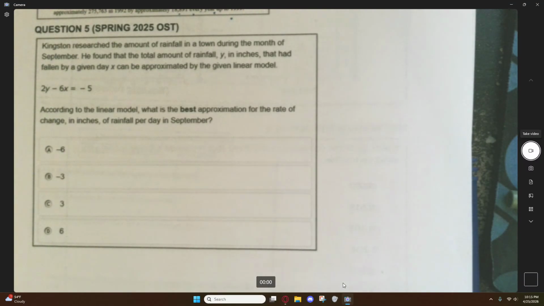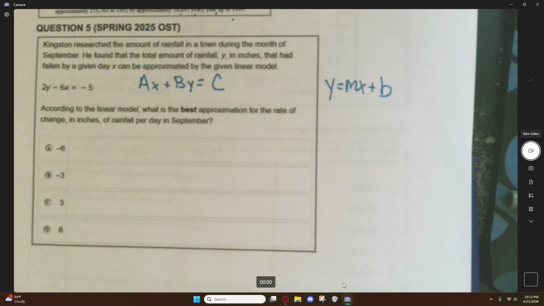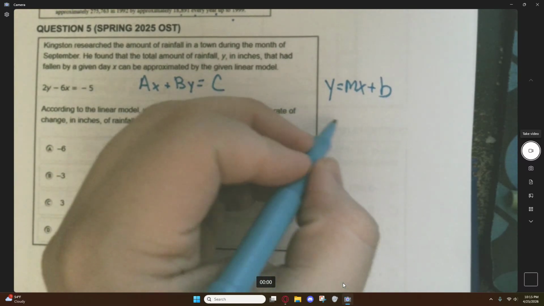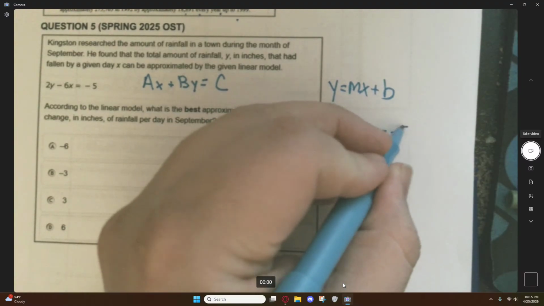So this equation is in what's called standard form. Standard form is AX plus BY equals C. Granted, this would be more of BY minus AX equals C, but it's the same idea. We need to get this into y equals mx plus b format, meaning that we need to solve for y, so we need to get y by itself. How are we going to do that? 2y minus 6x equals negative 5.